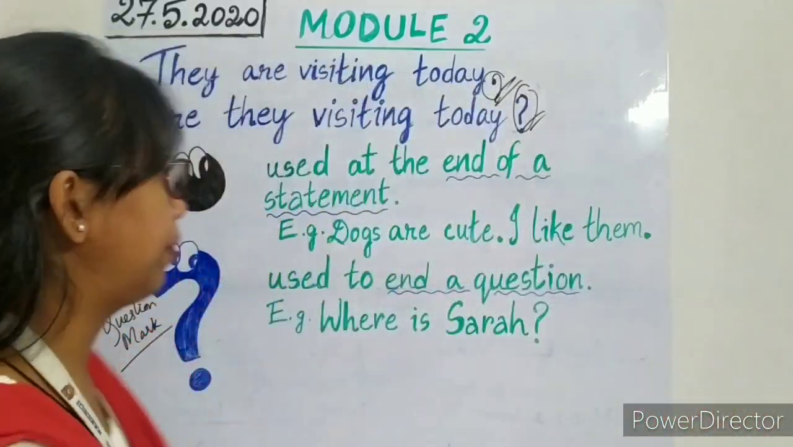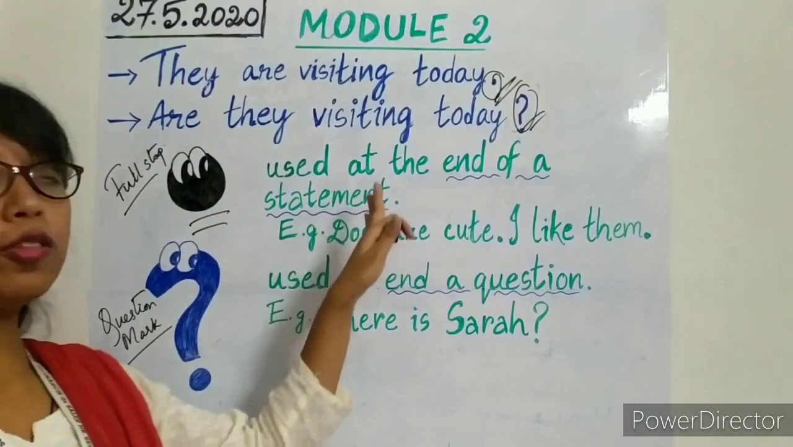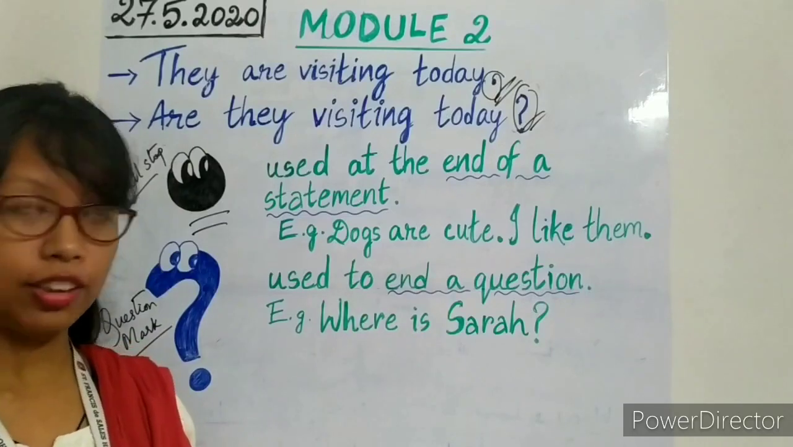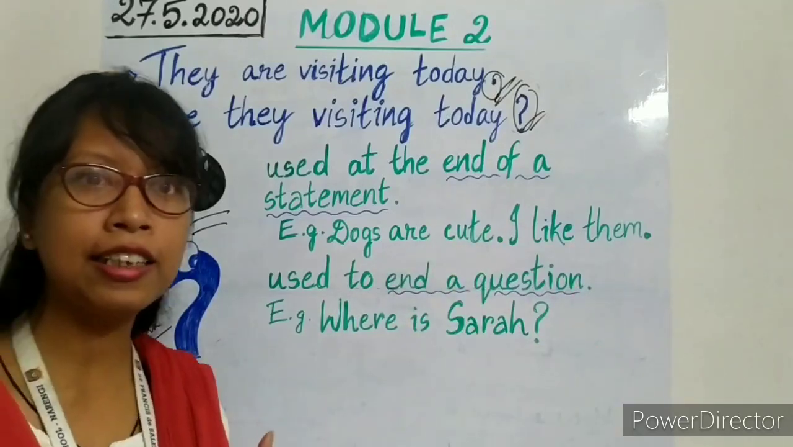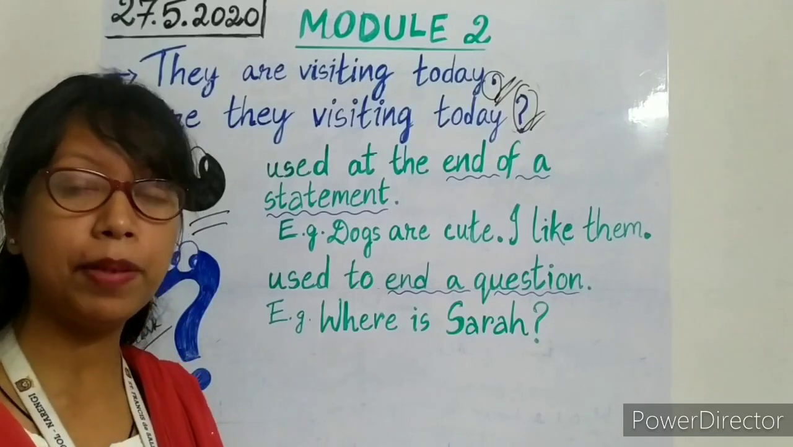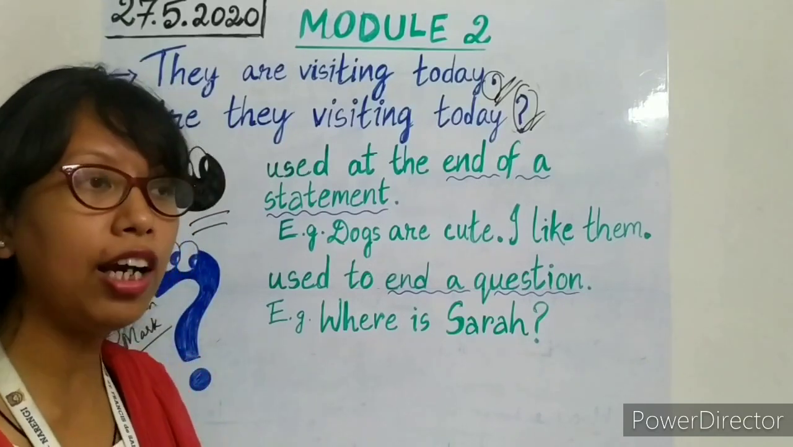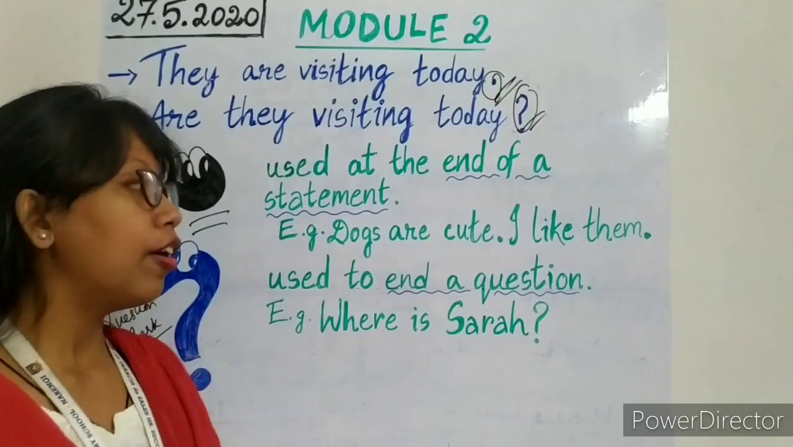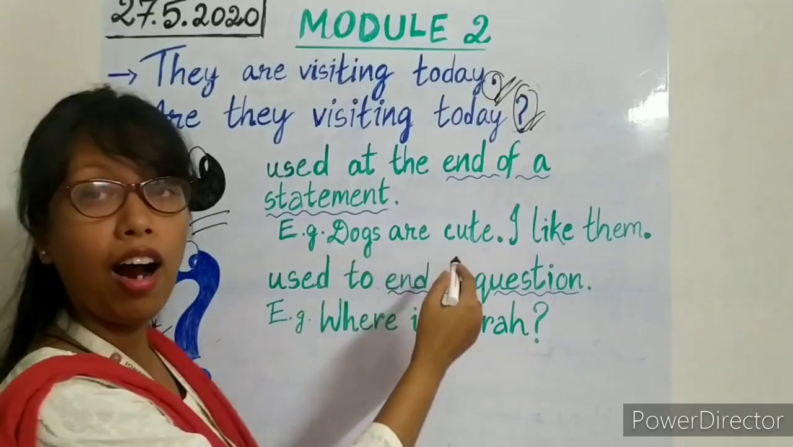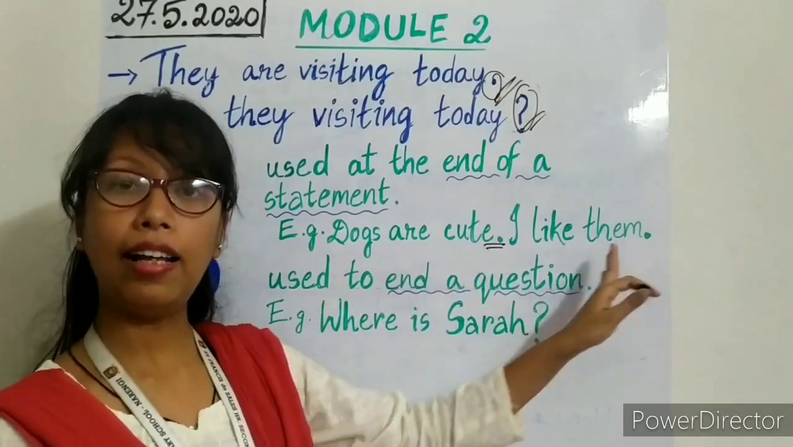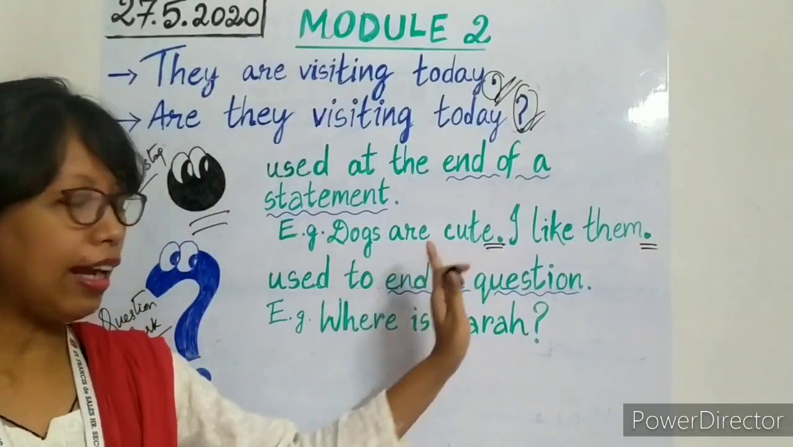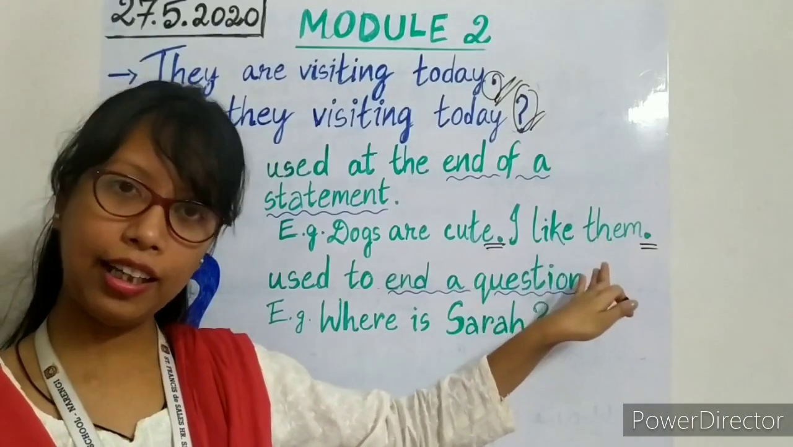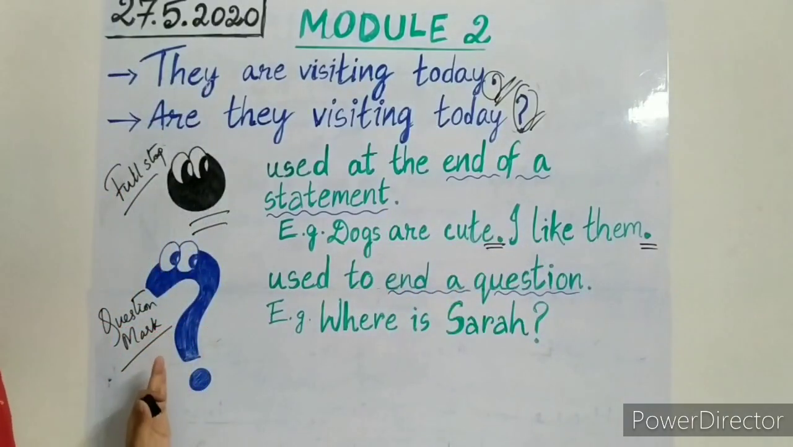So what is a full stop? A full stop is used at the end of a statement. For example, "Dogs are cute. I like them." These are normal sentences. The way I am speaking, these are normal statements. That's why I use the full stop when the sentence ends. Now here, if you see, "Dogs are cute." full stop, "I like them." full stop. As these are statements, we have used a full stop here. Okay, is it clear?